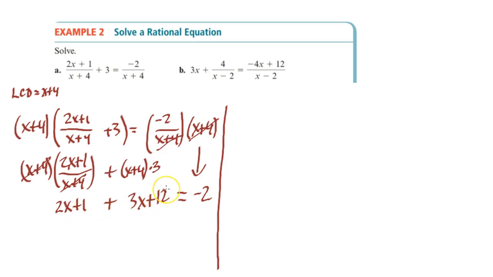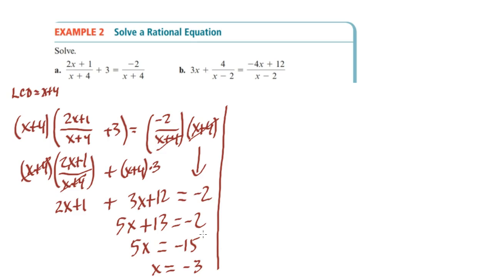All right, now all we have to do is complete the problem and solve. On the left side of the equation, we have some like terms. So 2x plus 3x is 5x, and then plus 13 is equal to negative 2. We subtract 13, so we have 5x equals negative 15, and we get x equals negative 3. Now, there's something that you want to keep note of that they mention in the problem.